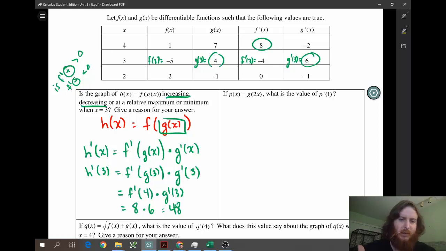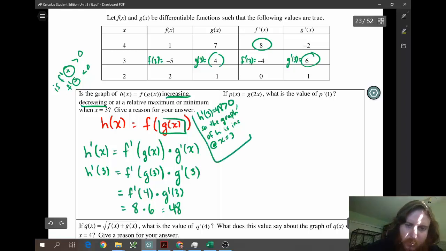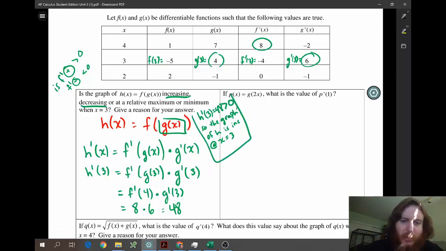So what we're going to say, kind of off to the side, is h prime of 3 equals 48, which is greater than 0. It's positive. So the graph of h, because it was positive, is increasing. That's the what, and at x equals 3, that's the where. So the reason was because it was positive, or greater than 0, and that means it's increasing at x equals 3.